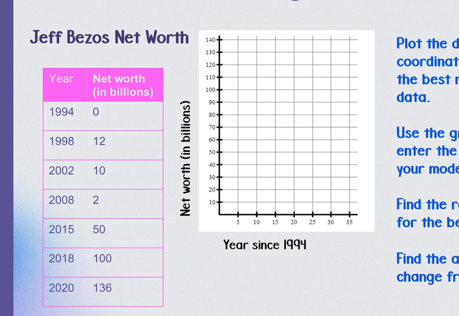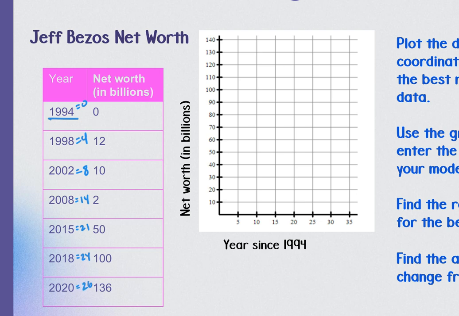So we are not just simply going 0, 2, 10 like that. We are going years since 94. So how many years would it have been since 94 if it is 94? This would be 0. How many years would it be in 98? 4. And then 2002, so you can either subtract 94 from this or just keep going. From 98 to 2002, it's 4 more years, so this is 8. From 2002 to 2008, it's 6 more years, so this is 14. From 2008 to 2015, it's 7 more years, so this is 21. From 15 to 18, it's 3 more years, so this is 24. And from 18 to 20, it's 2 more years, so this is 26.